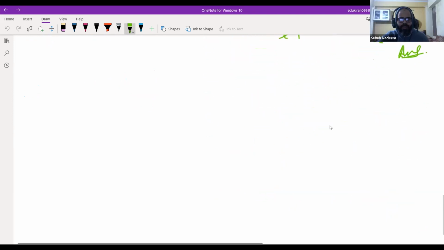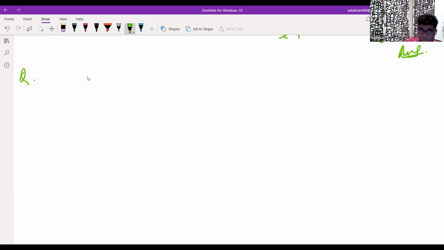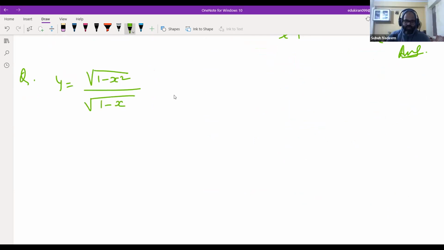Now, can you tell me what is the next question? Root 1 minus y equals root 1 minus x square divided by root 1 minus x. Would you like to try this? Okay, so yeah, I'll try.